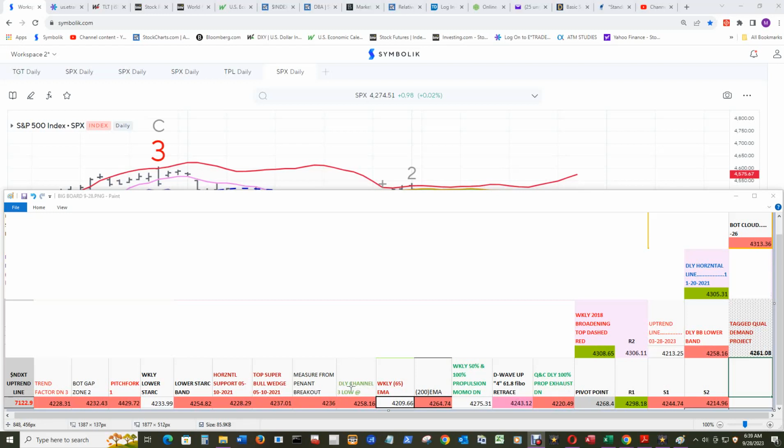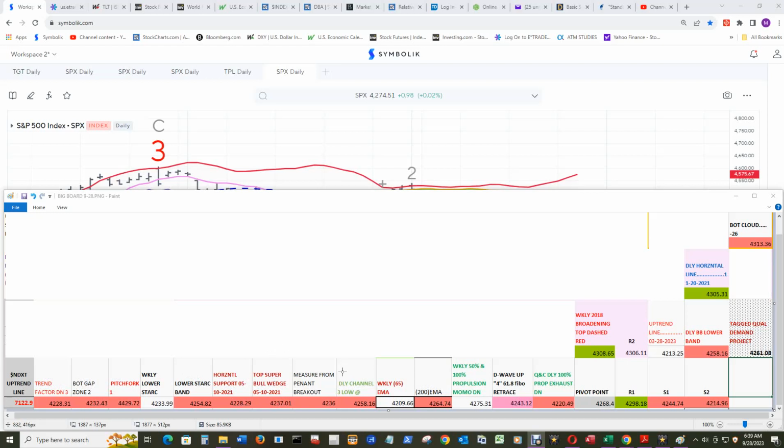200 EMA, the daily channel 3 low, that measure from the pennant breakout that we looked at for the weekly chart, and top of the super bullish wedge from 5/10/2021, horizontal support 05/10/2021, lower Stark band, pitchfork 1, the bottom of the gap zone, and trend factor down 3.